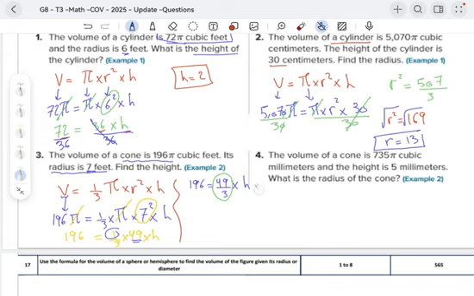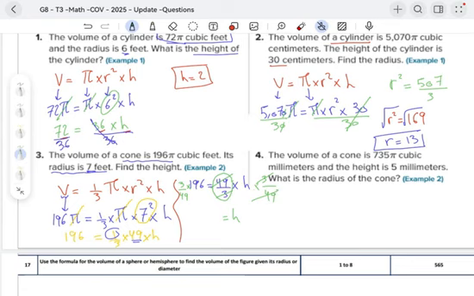So we're going to multiply by 3 out of 49 for this side. Whatever we do for one side, we have to do the same for the other side. So here also, we're going to multiply by 3 and divide by 49. 3 divided by 3, 49 divided by 49. So the value for h is 196 times 3 divided by 49.